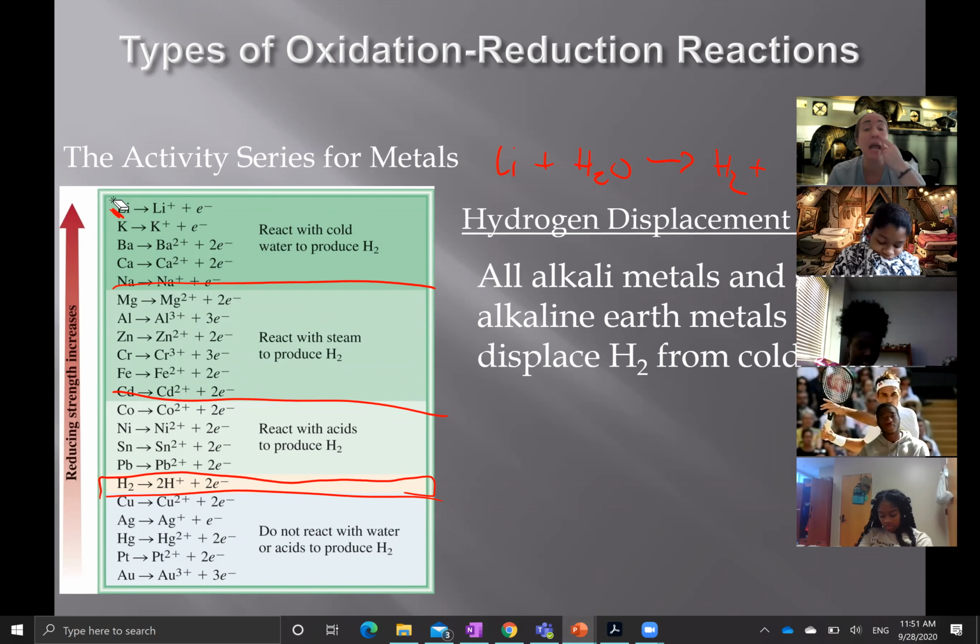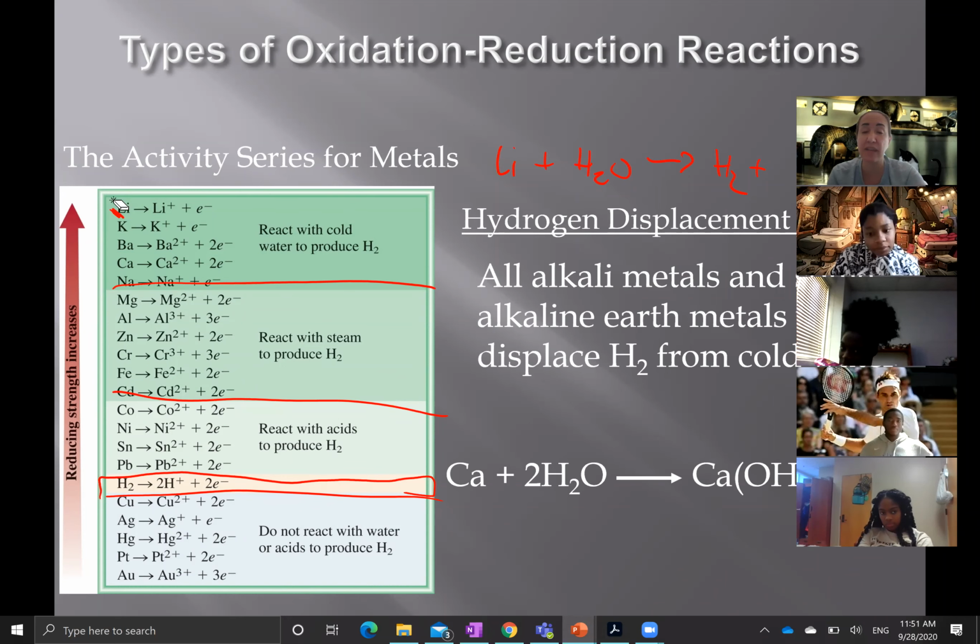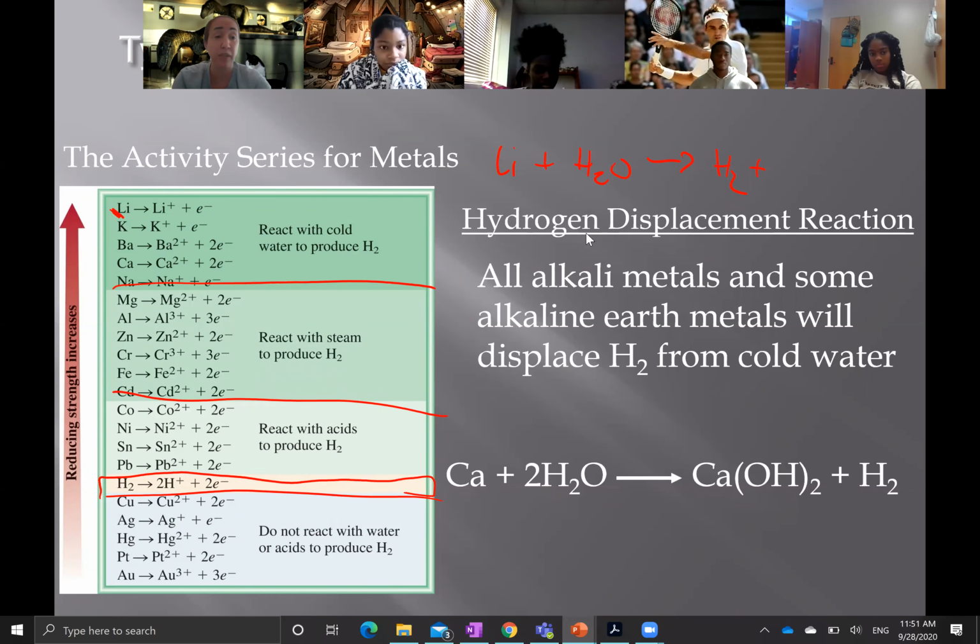I would give you, for example, something like this. If I had calcium and I reacted it with cold water, and I would tell you in words, would it be able to displace hydrogen? By looking at this chart, you should be able to say, yup, because look at where calcium is. It's right here. If I just put cold water, it's going to go ahead and displace it, and you see how hydrogen gas is created. That's the point of this chart.